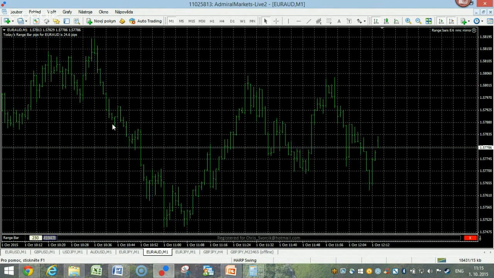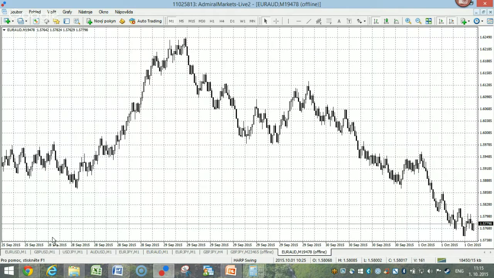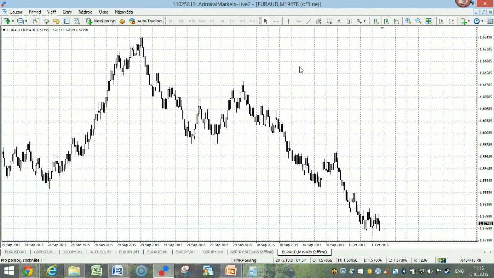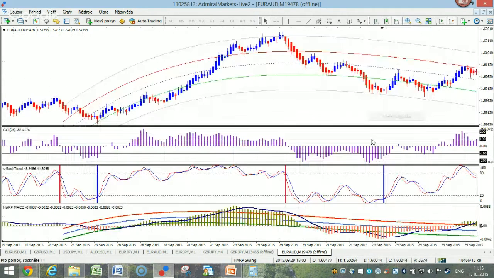When I look at the ideal range bar setting, it's 25 pips. So I just changed the number here and indicated that I want this range bar. Once I have the range bar chart right in front of me, I will use our swing template.